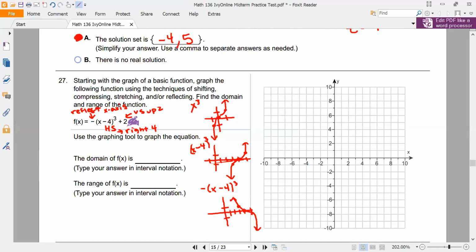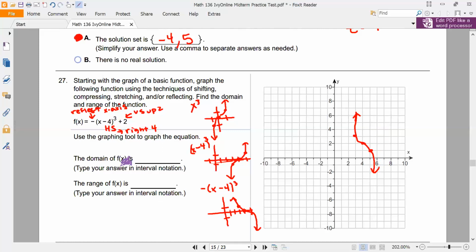And then lastly, we want to go up 2. So I can do this on my final graph. I'm at 4, 0, and I want to go up 2. I was at 3, positive 1, and I also want to go up 2. I was at 5, negative 1, and I'm going to go up 1, 2. And then remembering to keep my x cubed shape, so it was down this way and up this way. And again, yours will probably look better than mine.